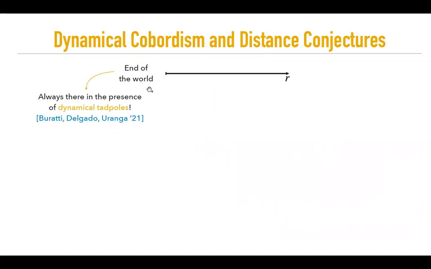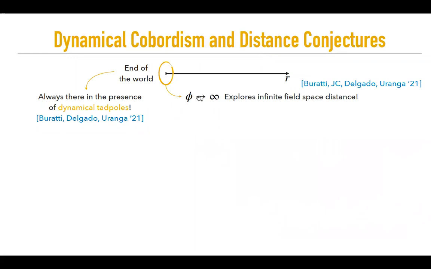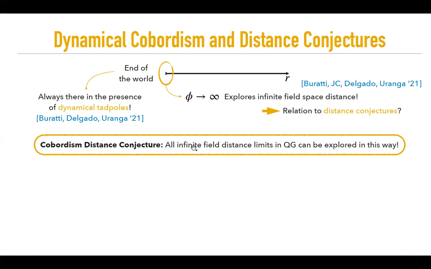Then you can also focus on this region here, and you can realize that in most of the examples, the scalar fields are exploring infinite distance. This was realized here, and whenever you have something that is exploring infinite distance, automatically you have a ring telling you that you can try to find relations to distance conjectures. So the Cobordism Distance Conjecture was put forward, saying that maybe one can explore all these infinite distances by means of this kind of running solution. And then one can try to learn how they are resolved in quantum gravity, and learn about quantum gravity using this kind of singularity, this end of the world.